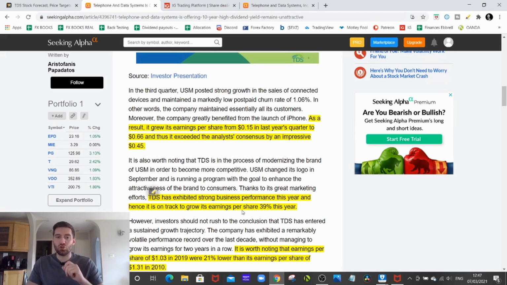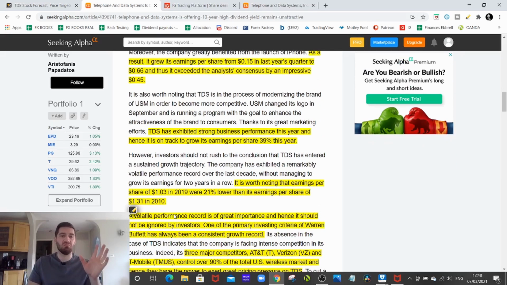TDS has exhibited a strong business performance this year, and hence it is on track to grow its earnings per share 39% this year. This is all very good so far. It's worth noting that earnings per share of $1.03 in 2019 were 21% lower than its earnings per share of $1.31 in 2010. So here we start looking at the drawbacks, I guess, and how certainly in the last decade, it's not had a great deal of growth. So if people are buying this, typically they are going to look to buy into this company solely for income, you would imagine based on this article here.